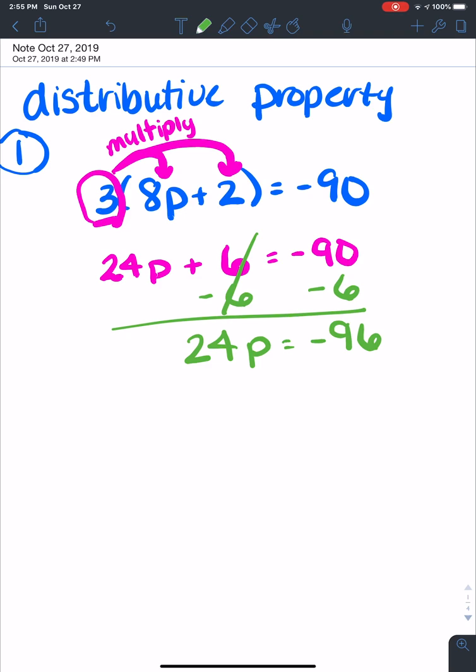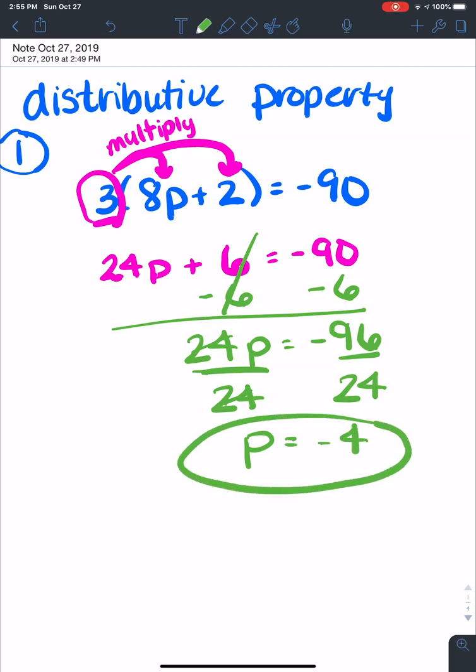Now to get p alone, I need to get rid of that 24. So that's 24 times p when they sit together like this. So the opposite of multiplying by 24 is dividing by 24. So I get p equals negative 4.